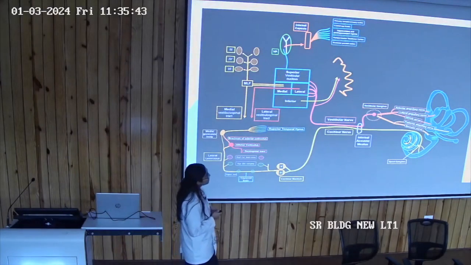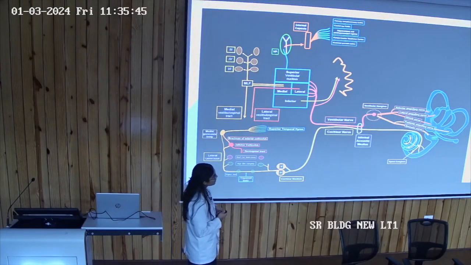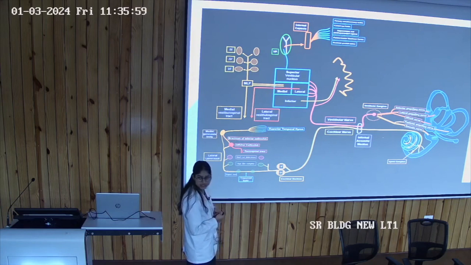The superior branch consists of the anterior ampullary nerve, lateral ampullary nerve and the utricle nerve, whereas the inferior branch consists of the posterior ampullary nerve and the saccular nerve, which transmits the signal to the vestibular ganglion and then passes through the lateral part of the internal acoustic meatus.